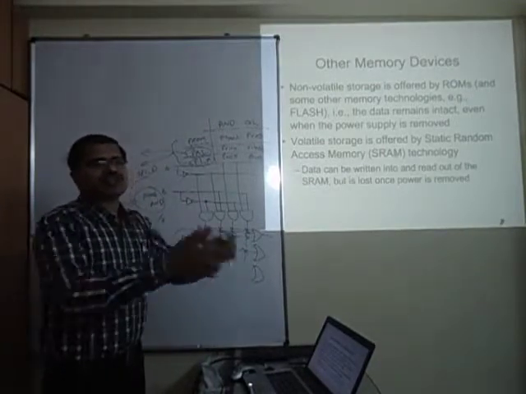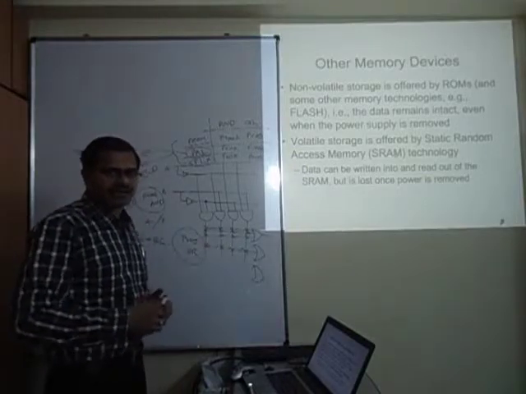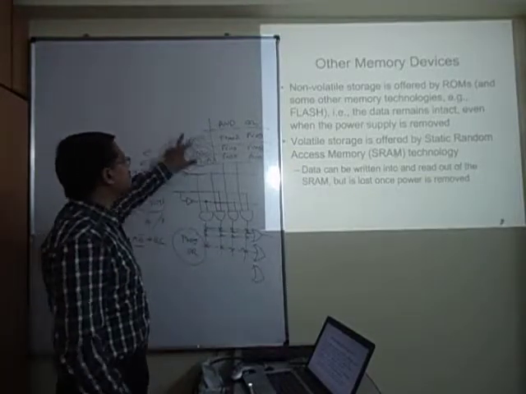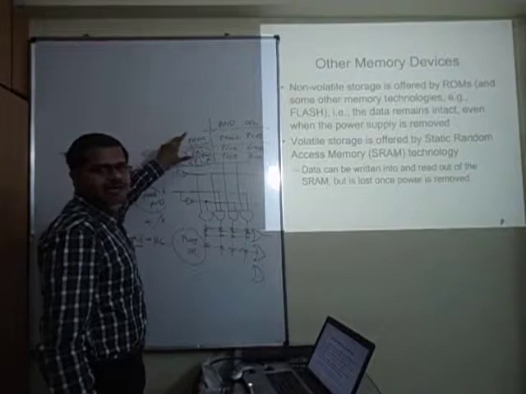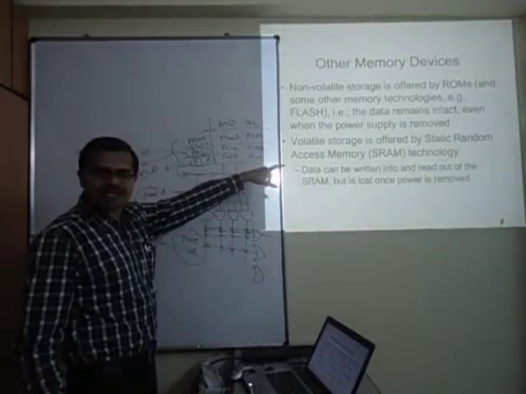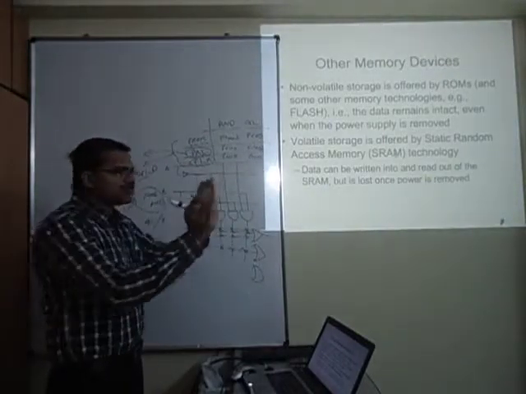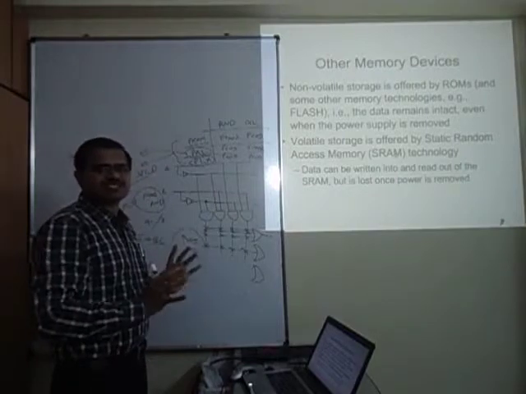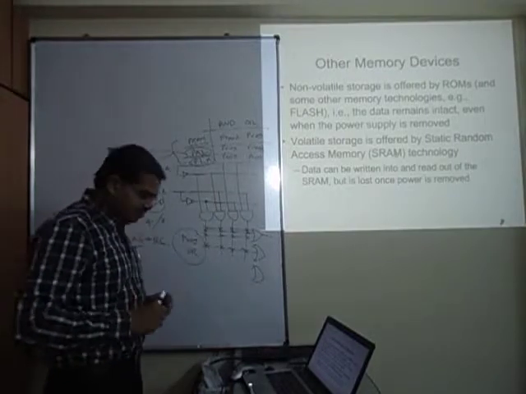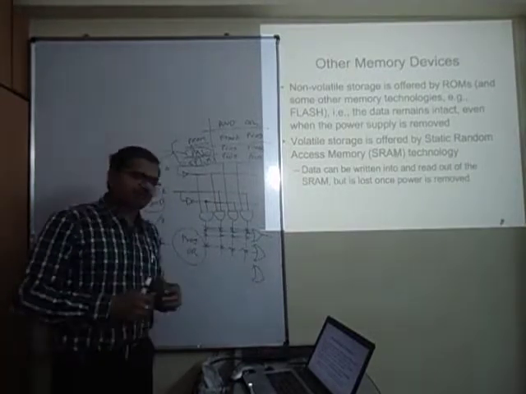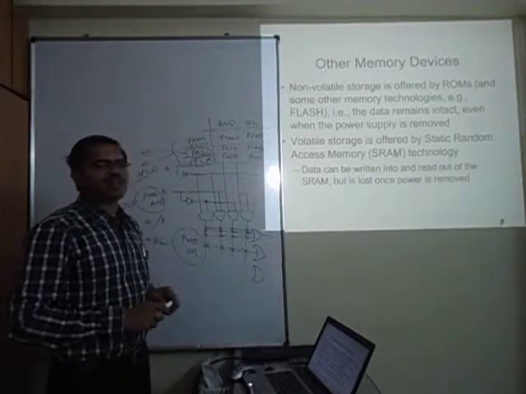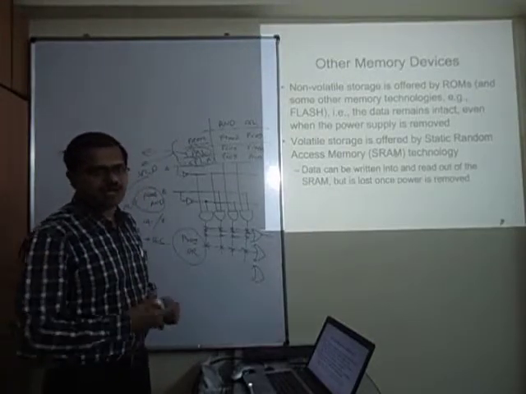But once you remove the power, content is lost. It's okay. Whether it is the principle of PROM, non-volatile type, or using SRAM, volatile type, the principle of using a memory to realize a Boolean function is very, very simple. So I want to ask one question here and see how much you are able to grasp this principle.